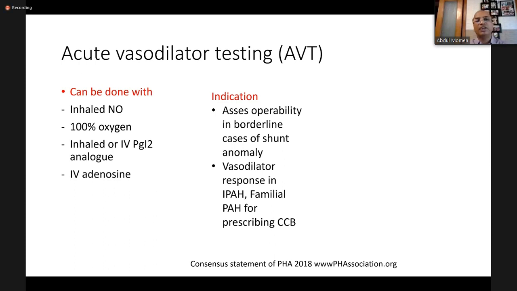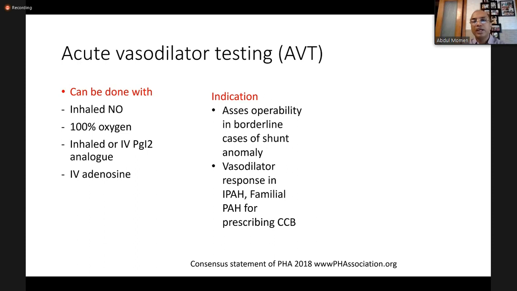So these are the acute vasodilator testing responses in idiopathic pulmonary hypertension and familial pulmonary hypertension. So the indication is two: one is assessment of operability, and another is vasodilator response in idiopathic and familial pulmonary hypertension for prescribing calcium channel blockers. So for all types of pulmonary hypertension it is not necessary. If it is idiopathic or familial, for that reason we will do the vasodilator response.